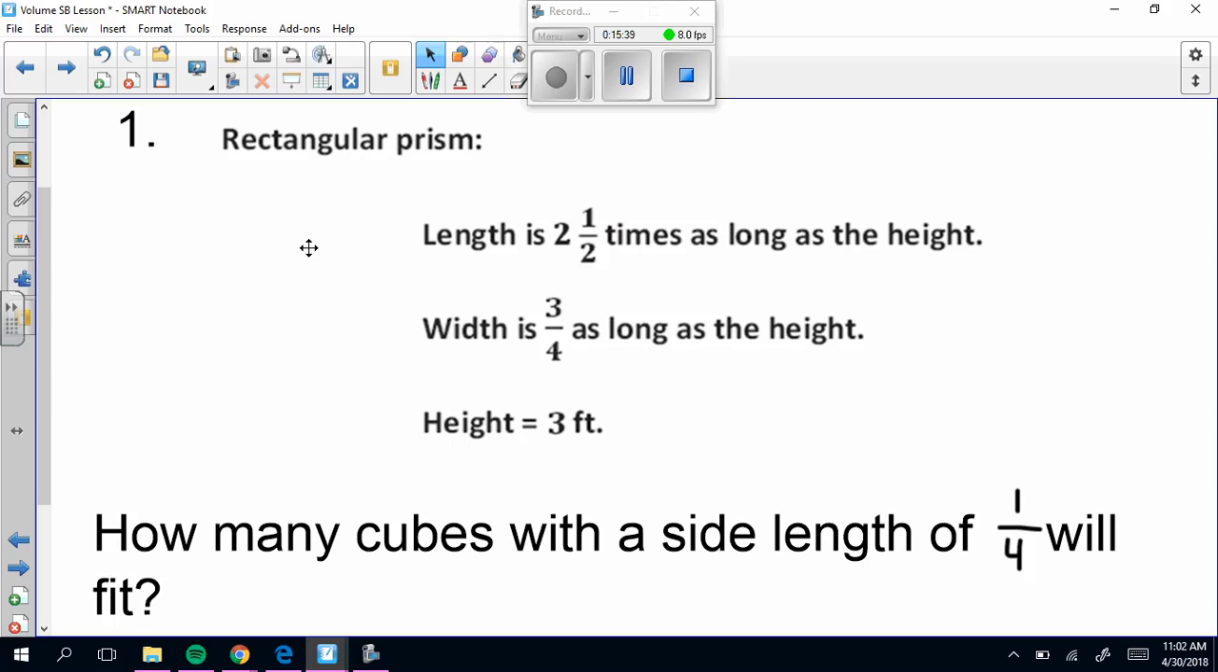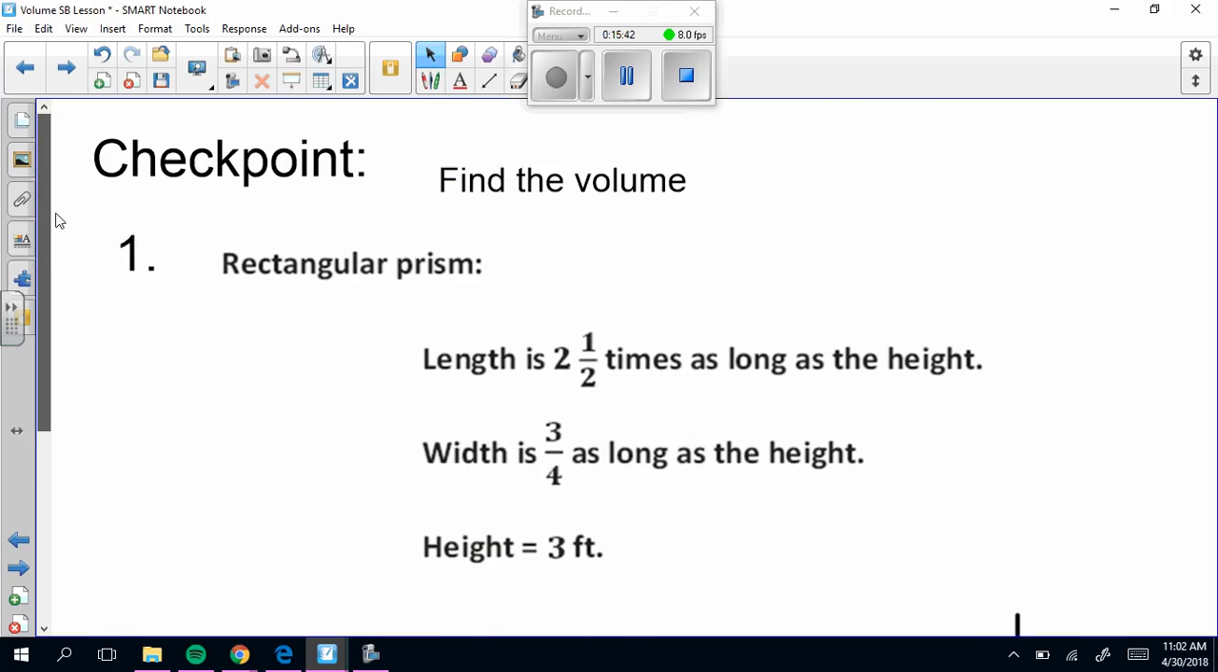We are done. And when you are done with your work, go ahead and turn that in to me.